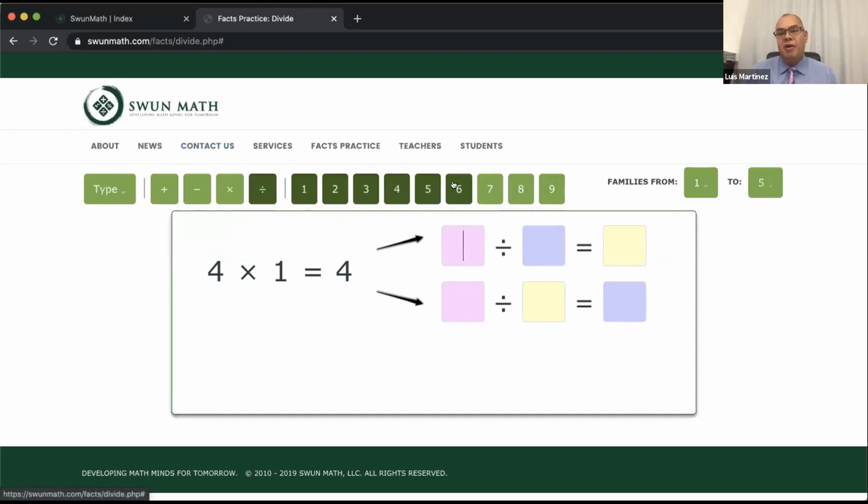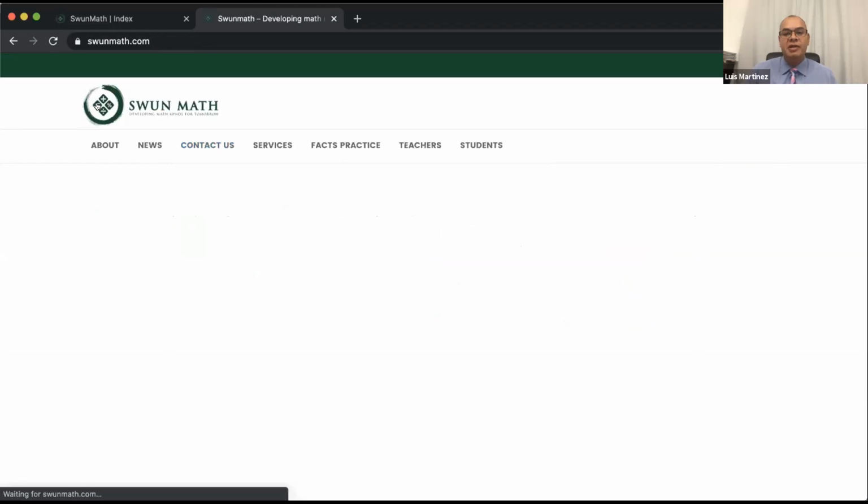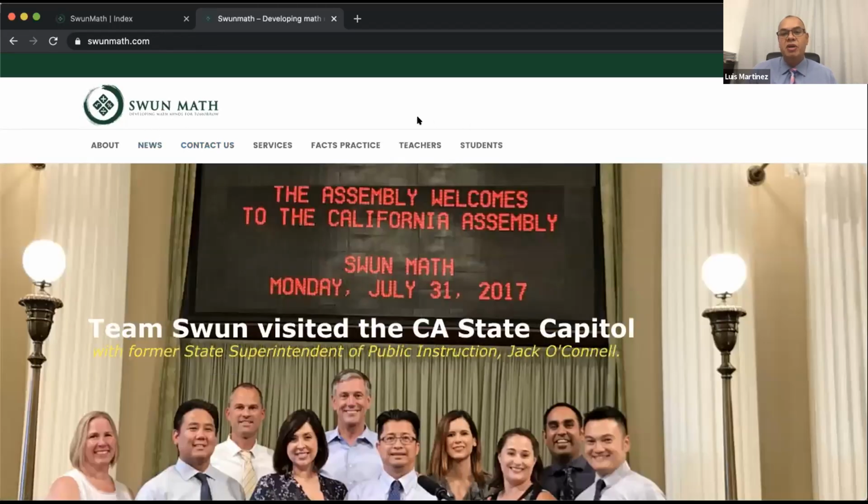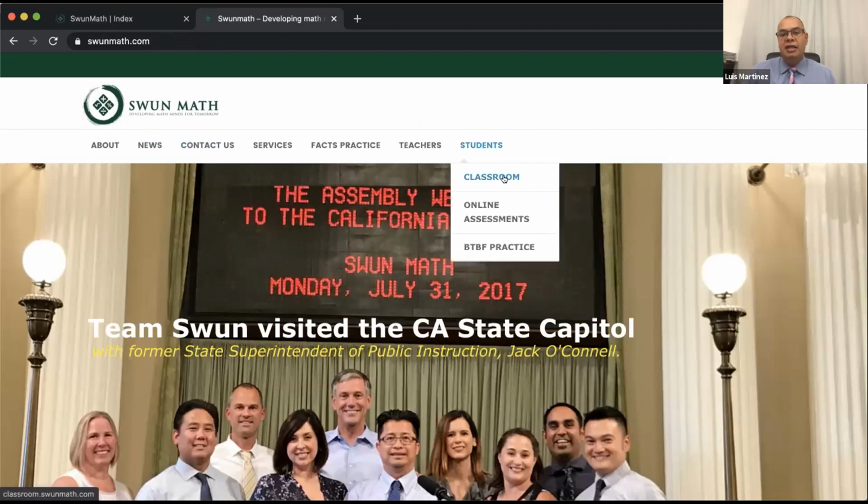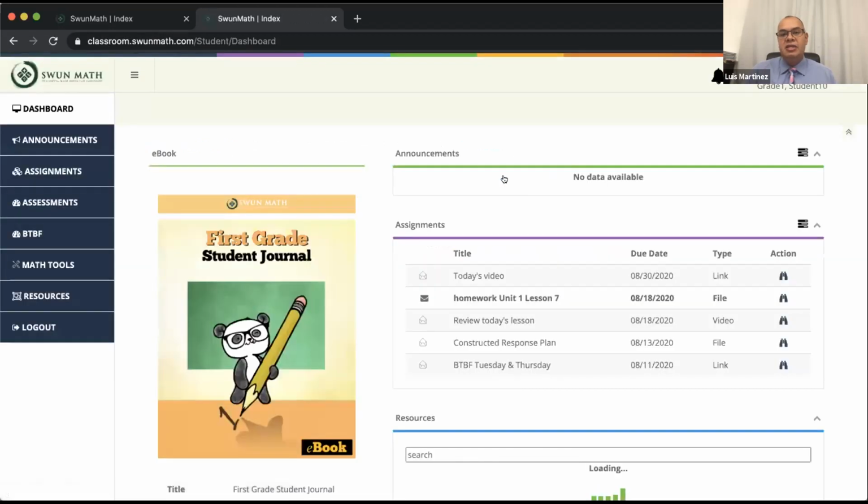To access the other parts of the website, you can go from here directly, or I'm going to go back to swunmath.com so you can see the other parts. The other thing that I was going to show you is the Swun Classroom. You go to Students, and you go to Classroom for now, and it's going to take you to a login screen where you type in your student's username and password, and it brings you to this dashboard here.